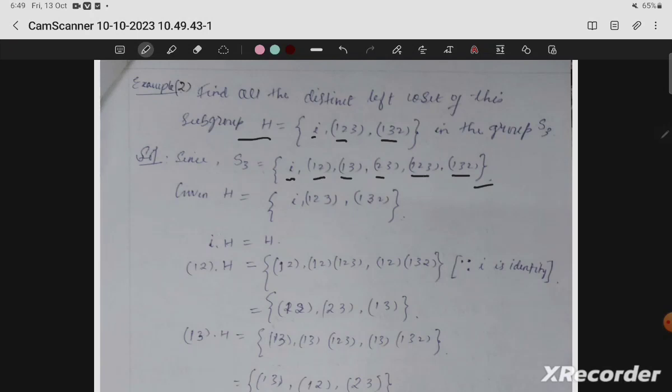So we will start with I. Since it is a left coset, we will multiply on the left side of H. So I times H will give us H, because here I is the identity.